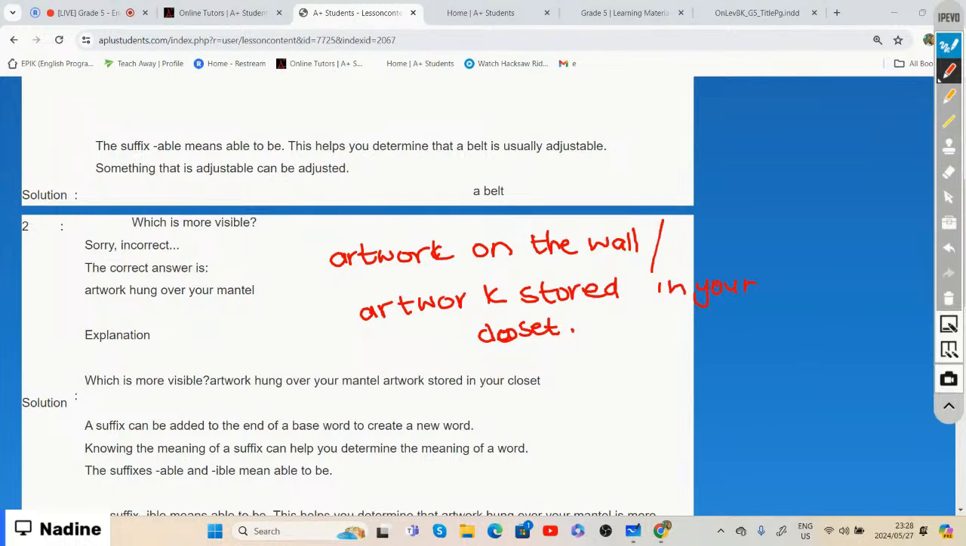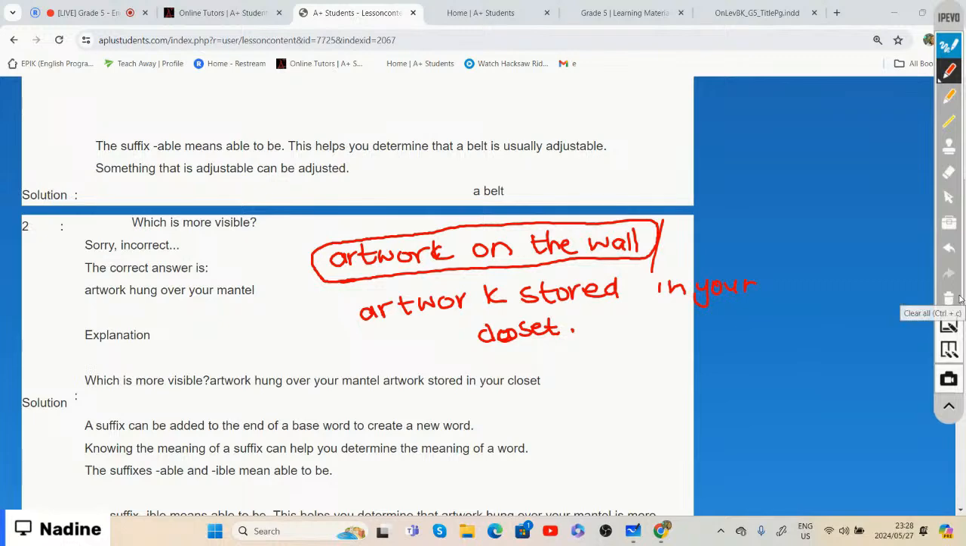All right, and something that is more visible, right, that we can see, it is artwork on the wall or artwork that is hung over your mantle, right? Beautiful artwork that is hanging on your mantle or artwork that is on your wall. That is much easier to see, right? It's more visible than artwork that is stored in your closet.